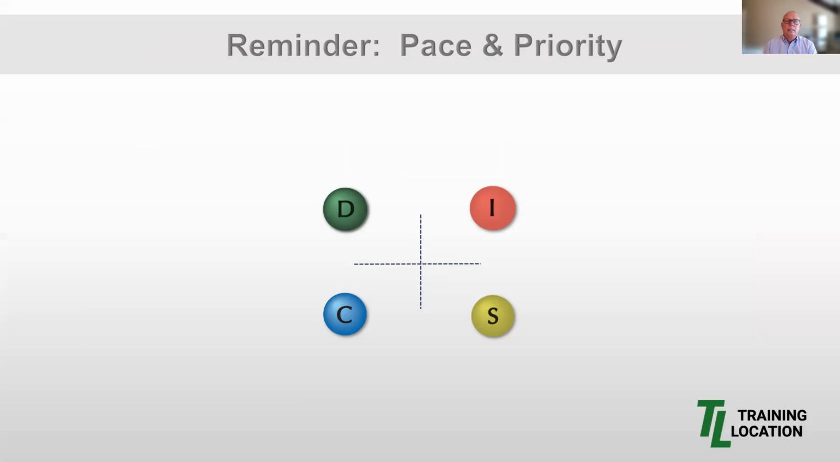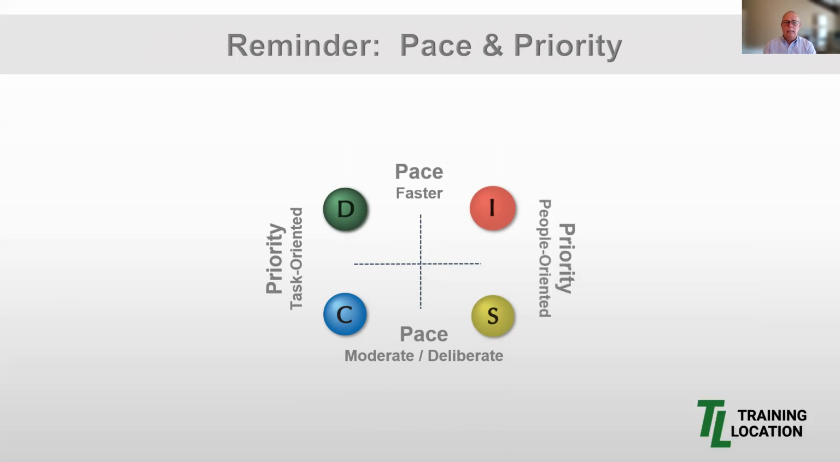Now notice that our 4 styles are arranged in the same quadrant system as the previous slide, with D in the upper left-hand quadrant, I in the upper right-hand quadrant, and so on. The vertical axis represents pace, while the horizontal axis represents priority. Now, the pace spectrum ranges from faster at the top of the vertical axis and moderate or deliberate at the bottom of the vertical axis. The priority spectrum ranges from task-oriented on the left and people-oriented on the right.